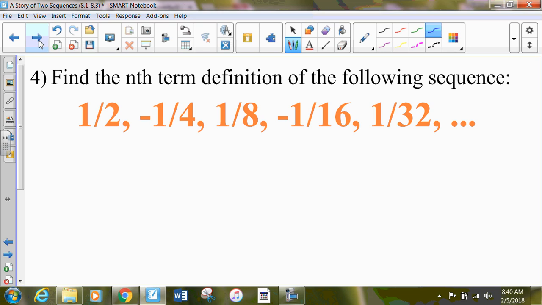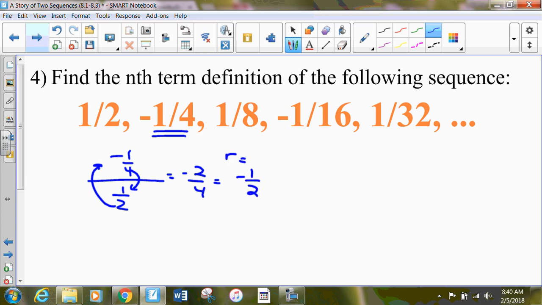Some of you, once again, are looking at this and you can tell what your r is right away. Good for you. For the rest of us, we're going to go ahead and take that negative 1/4, divide it by 1/2. Either use your calculator or the knowledge that the 4 goes down here, that 2 goes up here. That's negative 2/4, which is negative 1/2. So that is our r.